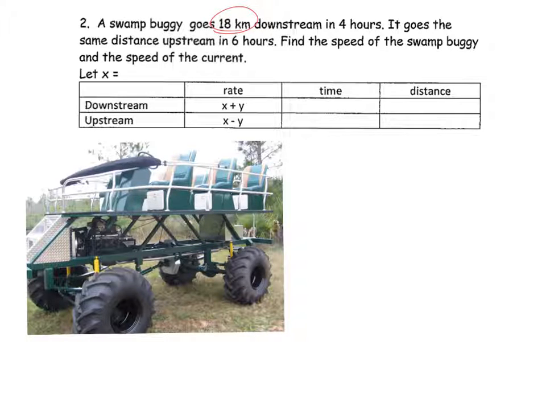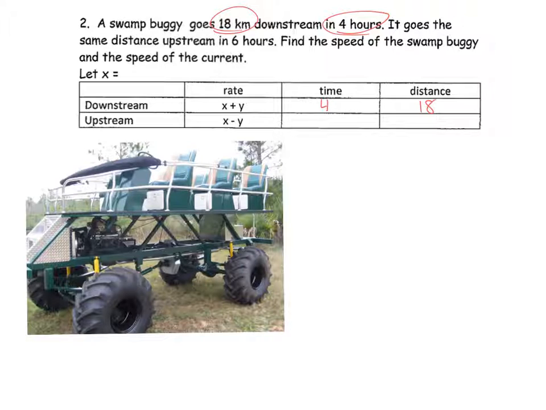18 kilometers, that's the distance it travels. 4 hours, that's the time. Fill that in your space right now because it's the downstream space. Fill in the time. How long did the swamp buggy go for? It went for 4 hours. How far did the swamp buggy go? It went 18 kilometers.